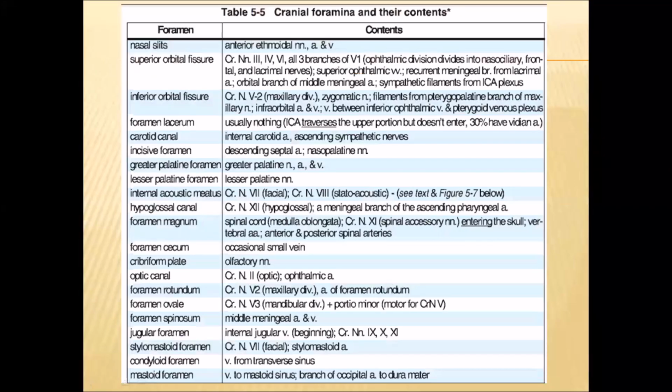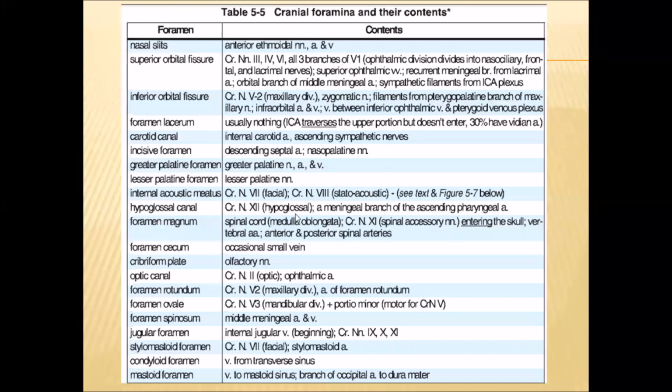Some of the cranial foramina and their contents. This is a busy slide where you have multiple foramina. I have listed out the structures passing through the various foramina. You will invariably get at least one question in your entrance examination based on the structures passing through the foramen.